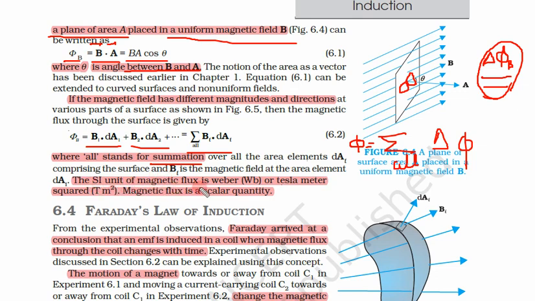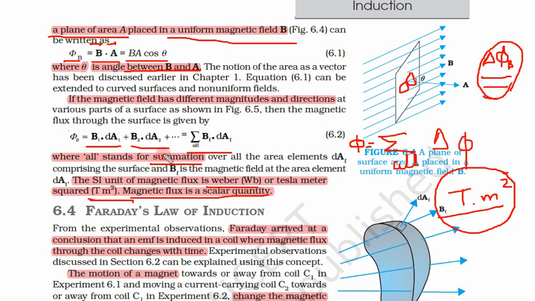Now the SI unit of magnetic flux. So what is the SI unit of this magnetic flux? This is Weber. So what is the unit of magnetic field? Tesla, you know, and what is the SI unit of area? Meter square. So this unit Tesla meter square is also called Weber. So we have unit Tesla meter square or Weber. Magnetic flux is a scalar quantity. So again, if you see, this is a dot product of two vector quantities, what do we get? We get a scalar quantity. So magnetic flux is a scalar quantity.